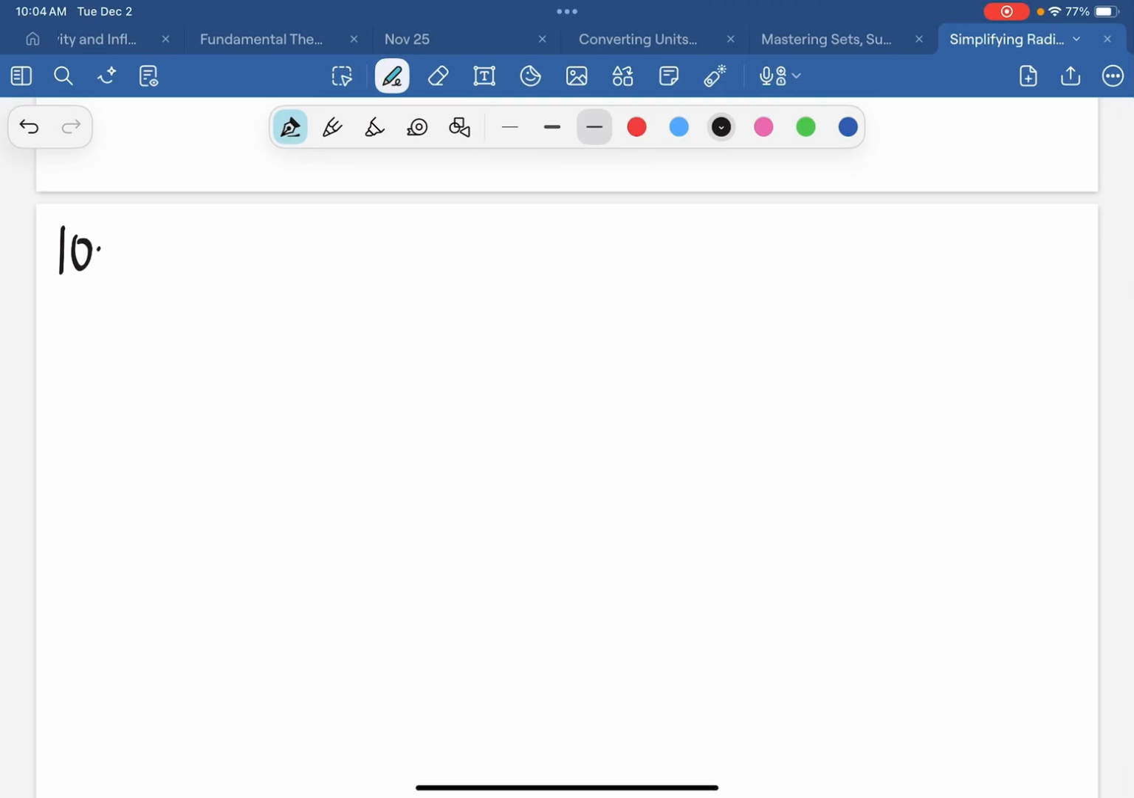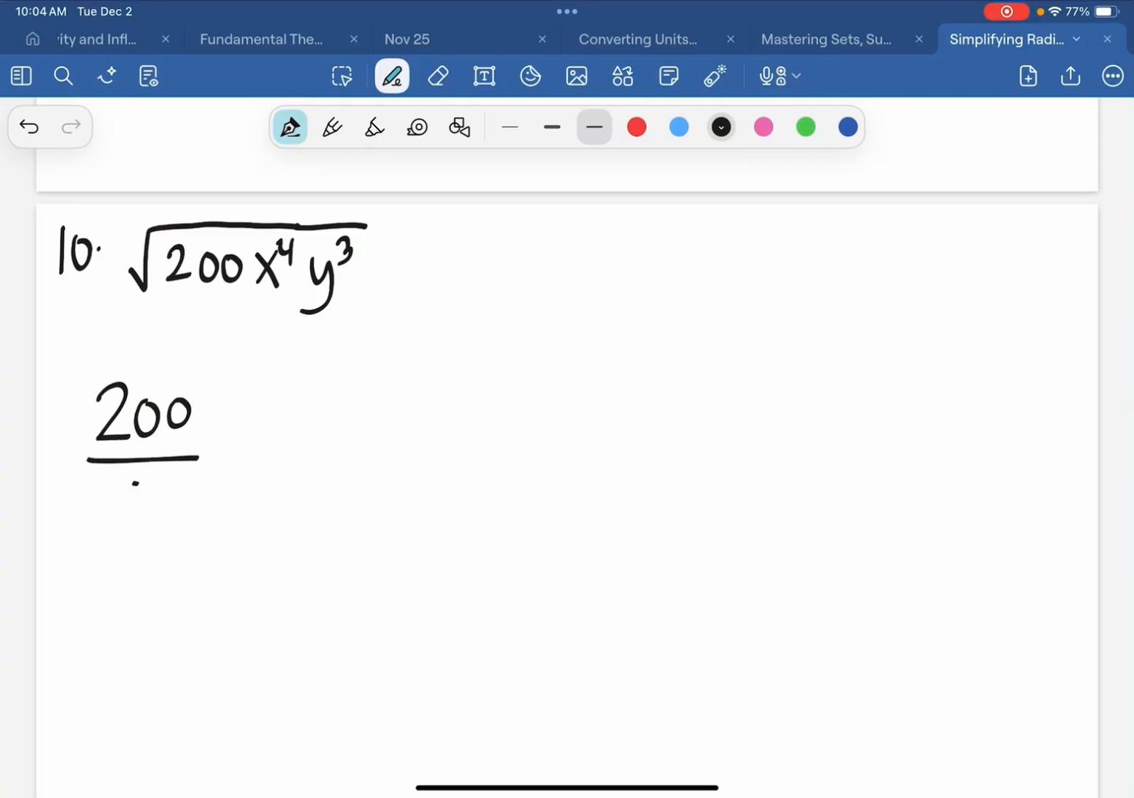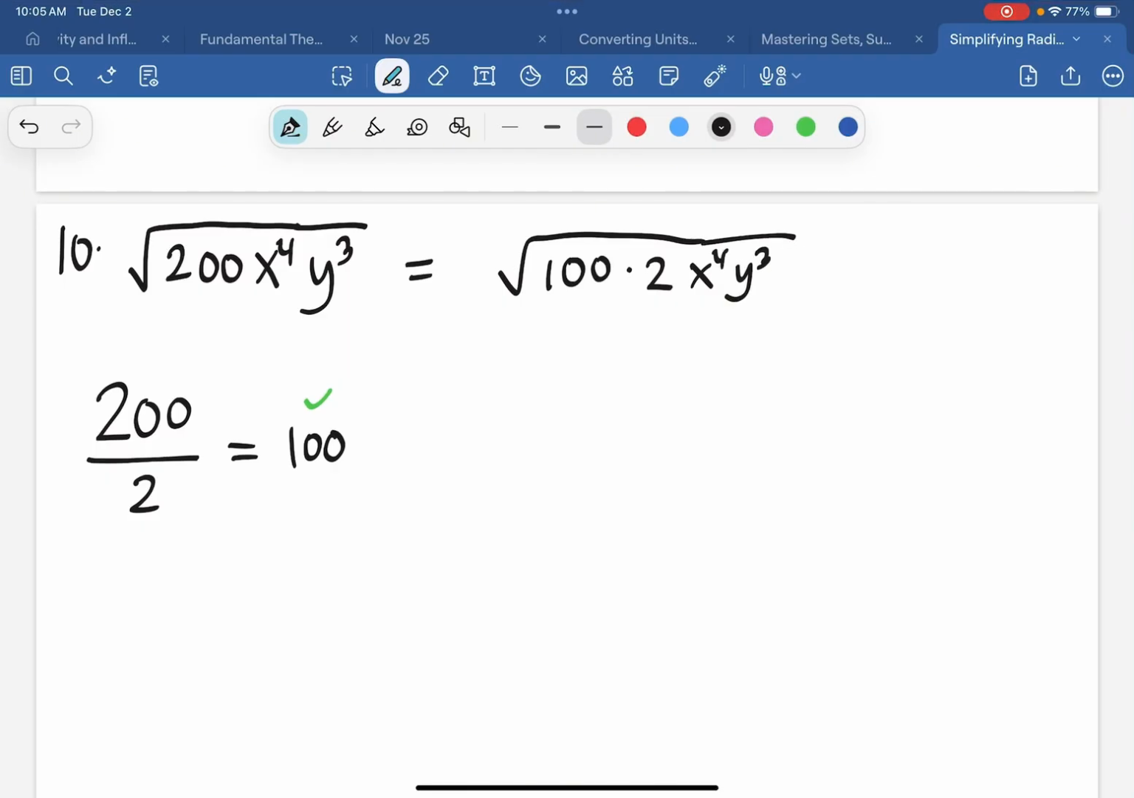Number 10, we have the square root of 200x raised to 4 y cubed. Here 200, so let's try dividing this by 2. 200 divided by 2 is 100, and 100 is a perfect square, so we can use this. So I have here the square root of 100 times 2x raised to 4 y cubed. Now the square root of 100 is 10, so extract it outside. Then the square root of 2 remains inside.